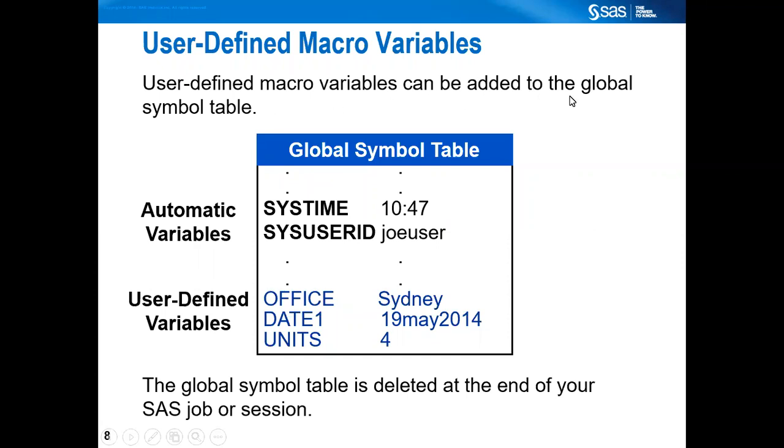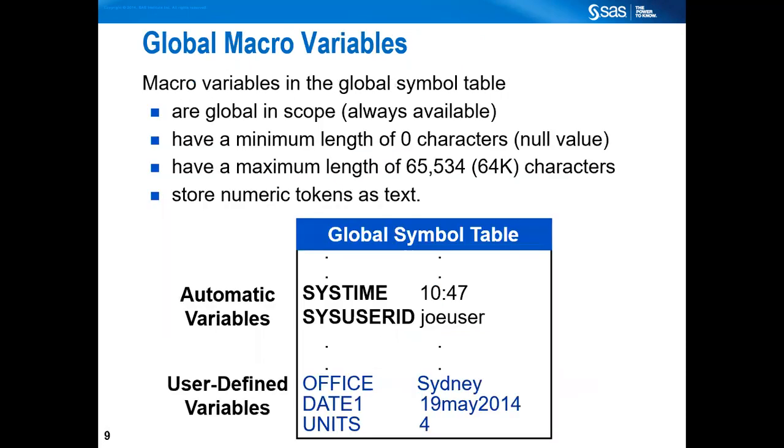User-defined macro variables can be added to the global symbol table, and this global symbol table is deleted when your session ends. So macro variables in the global symbol table are global in scope. What do we mean by global in scope? They are always available. They have a minimum length of 0 characters. That means you can create a macro variable and save it in this global symbol table with a null value.